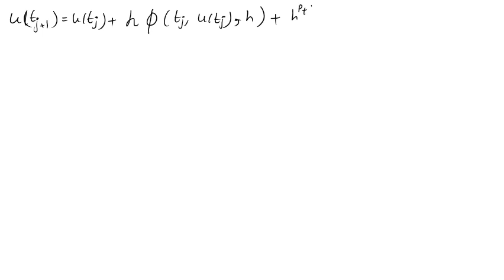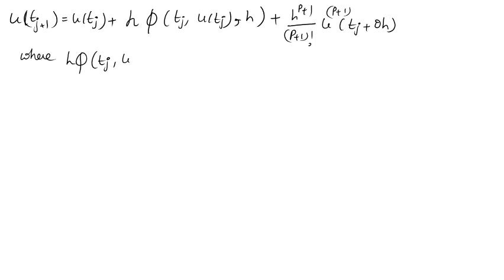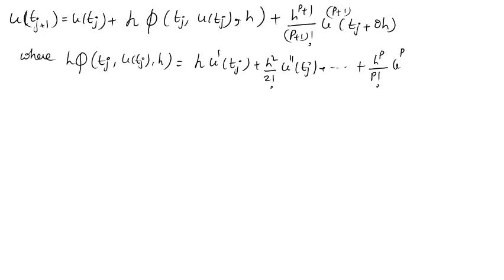The next step is u of tj+1 equal to u of tj plus, except the (p plus 1)th term, let us club all the terms into the function phi of tj, u of tj, h, plus the (p plus 1)th term, h power p plus 1 by (p plus 1) factorial times the (p plus 1)th derivative of u at tj plus theta h, where the increment function h into phi of tj, u of tj, h is equal to h into u dash tj plus h square by factorial 2 u double dash tj up to the pth term, h to the power of p by p factorial, the pth derivative of u at tj.